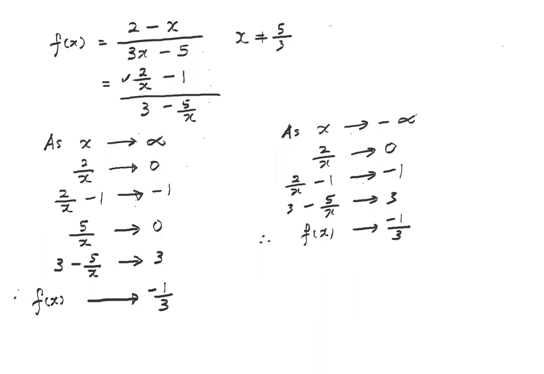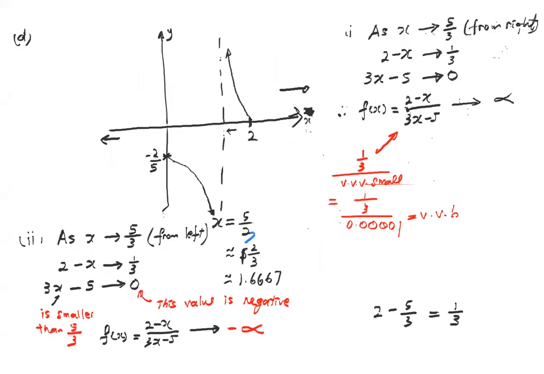You get me? So if I get back to the graph there, that means there is a horizontal asymptote at negative 1/3. So negative 1/3 should be around here. y equal to negative 1/3. So my graph goes like that. You see or not? Are you okay?